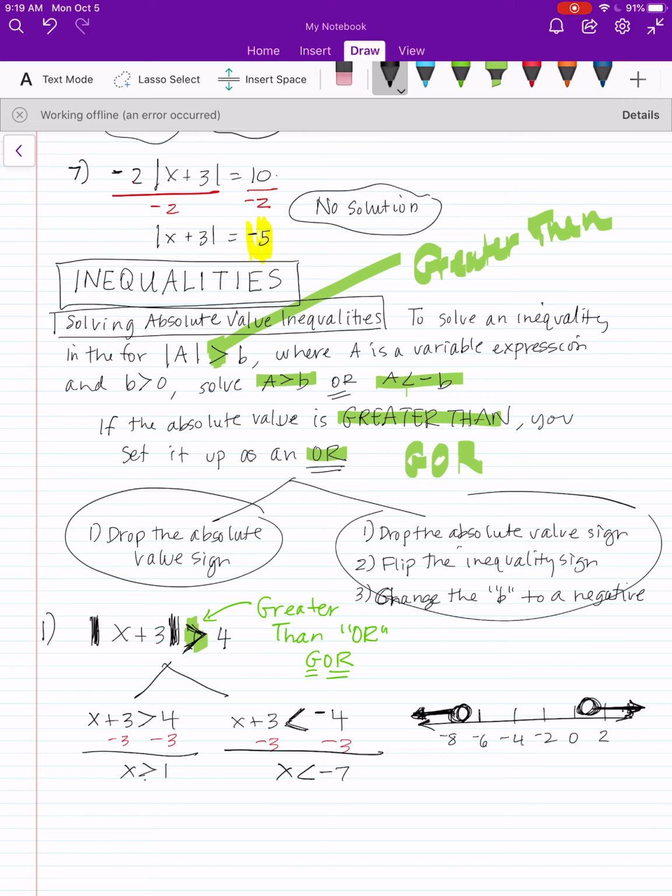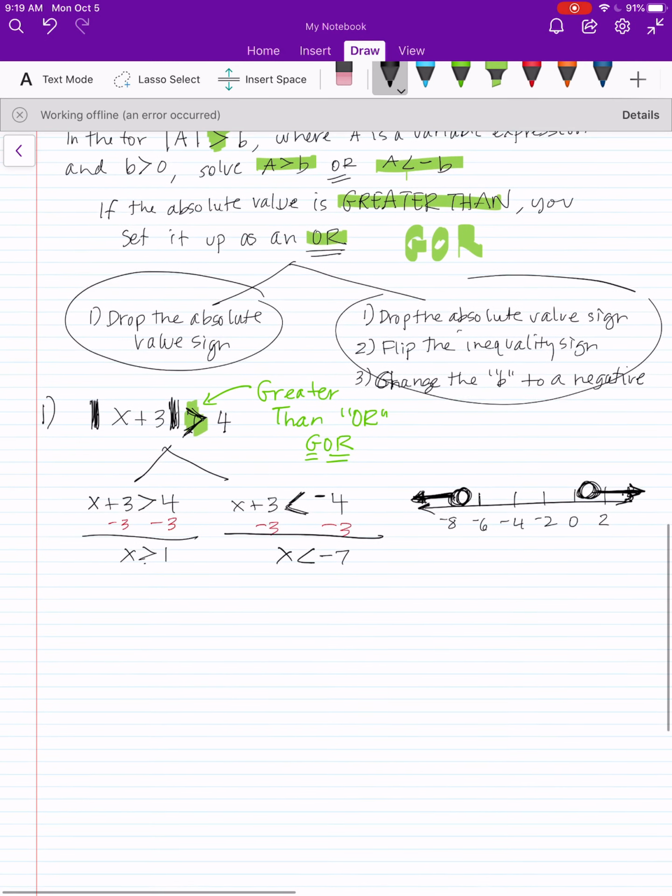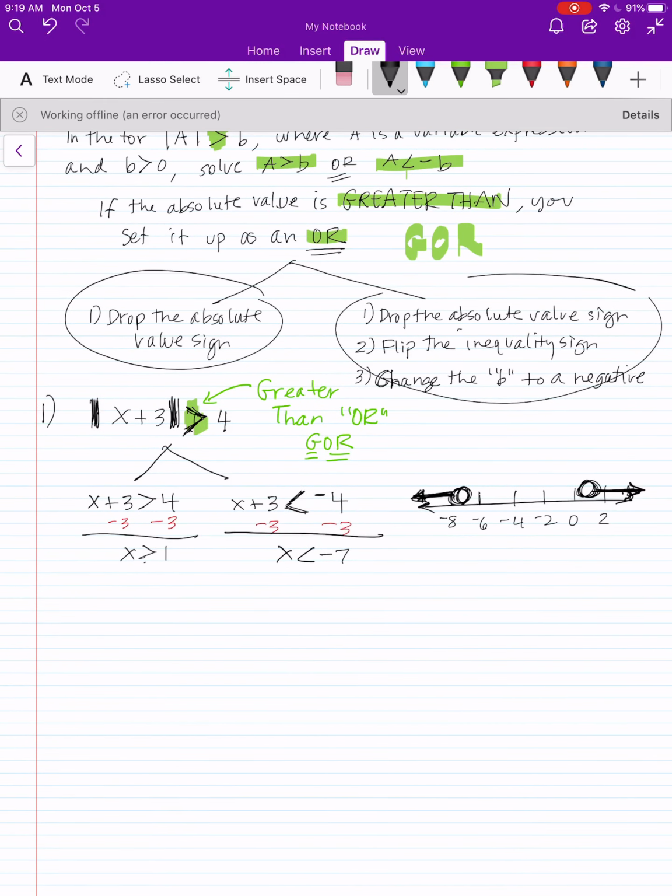Whenever it's a greater than, you set it up as an OR. Let's try another one. I'll leave those notes there so we can refer to them again. Number 2, absolute value of n plus 8 is greater than or equal to 3. Again, this is a greater than sign, so that means I'm going to set it up as an OR.